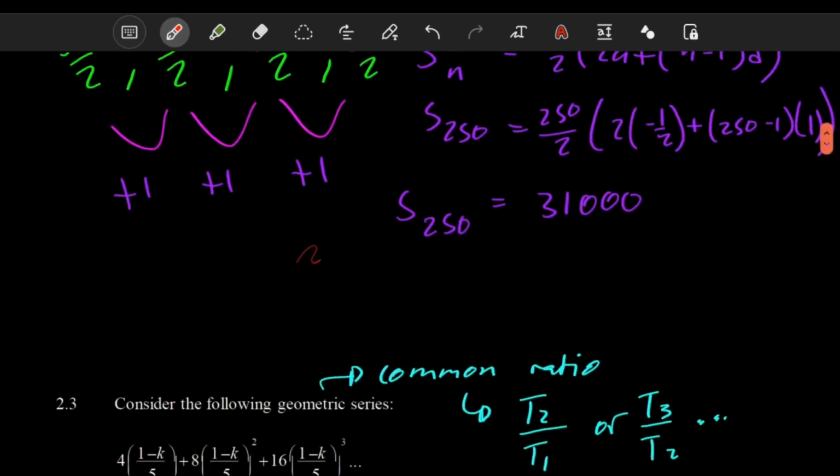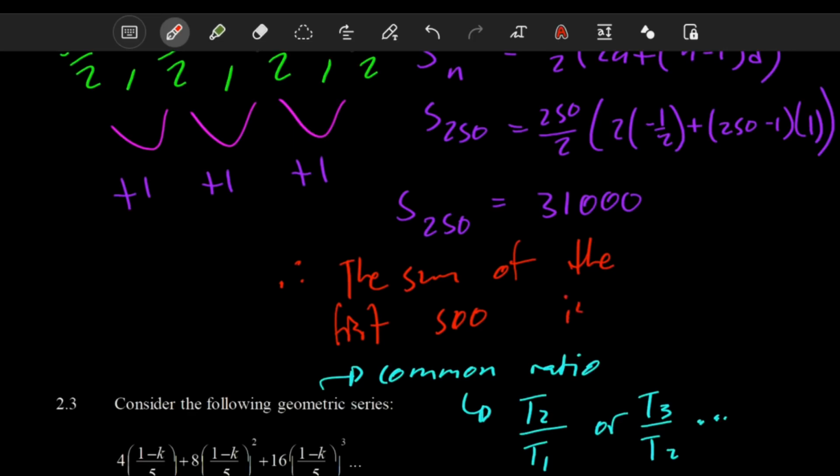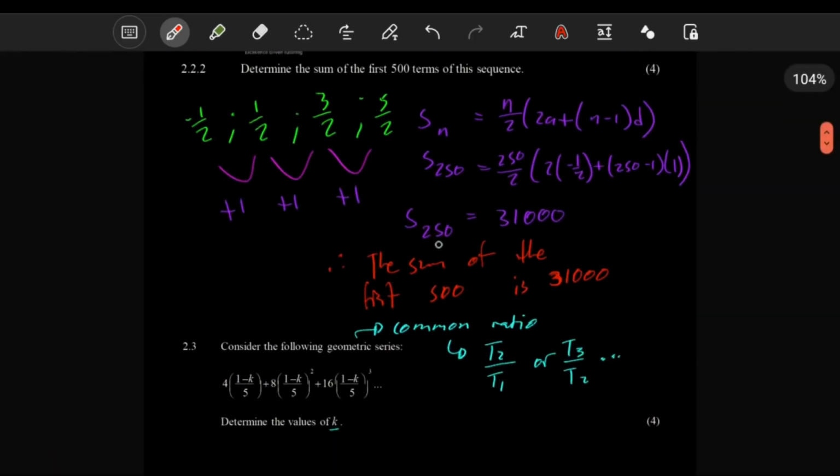Here, let me just make sure I say that therefore the sum of the first 500 is 31,000. You see, I feel like I was distracted here. I think it's essential to put this at the end of the day so that it doesn't show as though you, yeah, whichever way, just put this here, for your own safety.